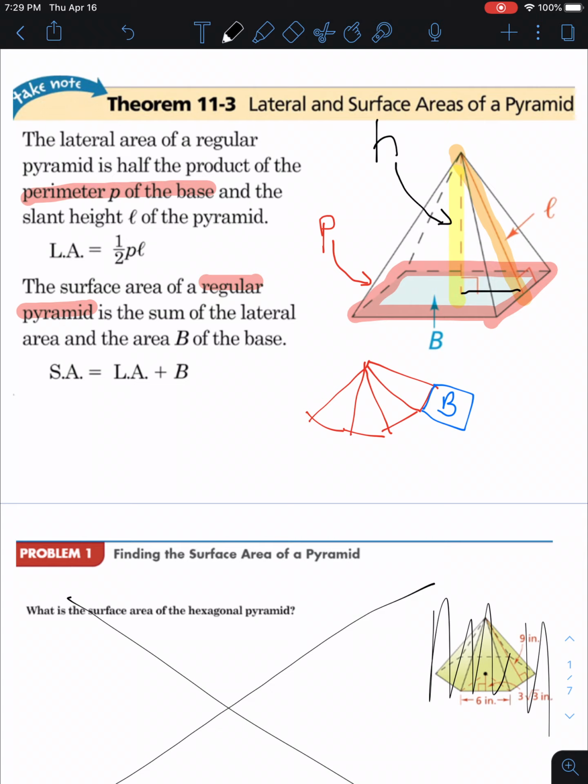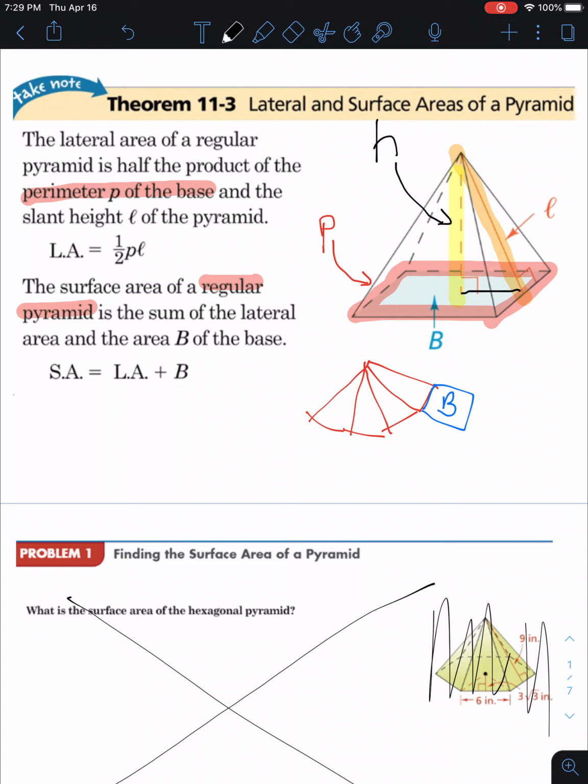We're going to be looking at lateral and surface areas of pyramids, and then Monday we'll take a look at lateral area and surface area of cones. But the pyramids look like this. I've got a picture in front of you. This is a pyramid, like the pyramids of Giza.